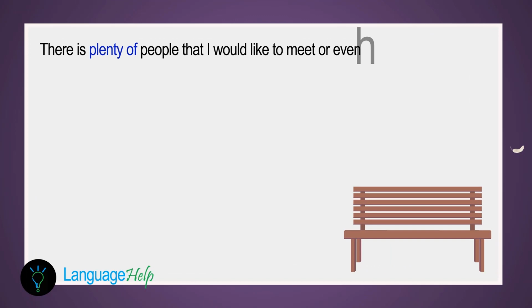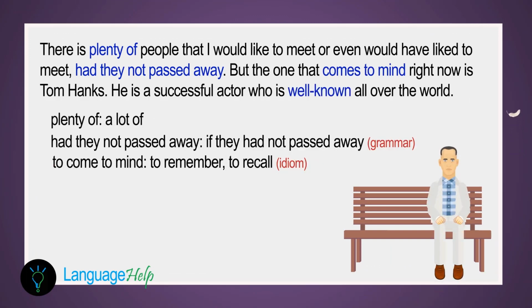Now here's our example answer. The first cue is who this famous person is. Our answer is, there's plenty of people that I would like to meet, or even would have liked to meet, had they not passed away. But the one that comes to mind right now is Tom Hanks. He's a successful actor who is well known all over the world.